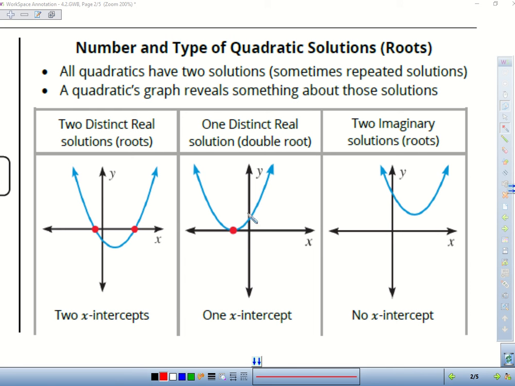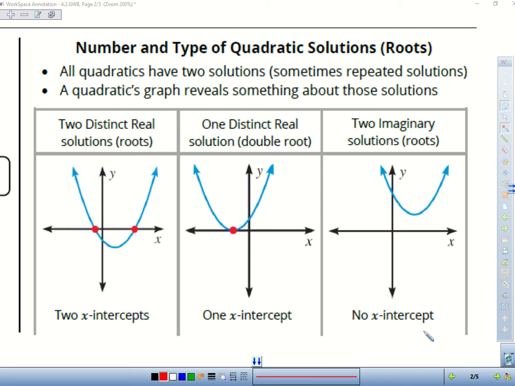One distinct real solution means that you cross the x-axis only one time, and when this happens, it means that there are two solutions of the same exact type. Like x equals 4 and x equals 4 came up twice. And it also means that your solution is also your vertex. So does everyone see how this is also the vertex of this quadratic?